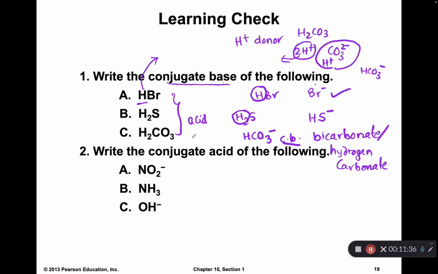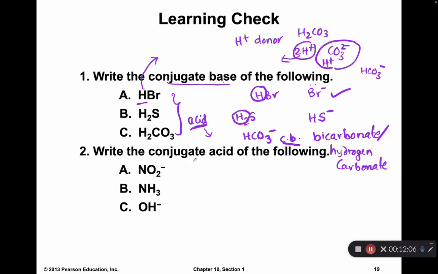Okay, is that clear? If it is not clear, please pause the video, work by yourself. All these given HBr, H2S and H2CO3 are acid. Then work from the definition of acid. If they are acid, what is their nature? Their nature is to give away the H plus. So take away the H plus. Write down what is left. Okay, if you are good with that, let's move on.